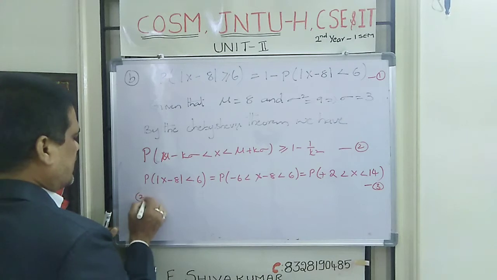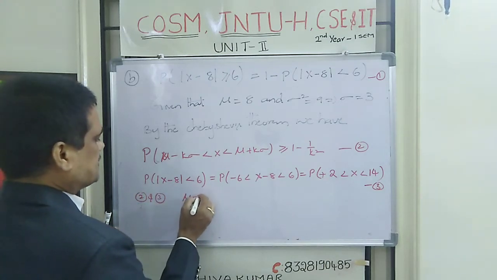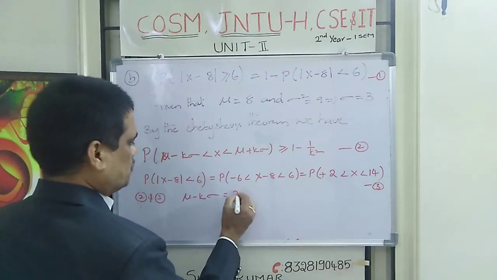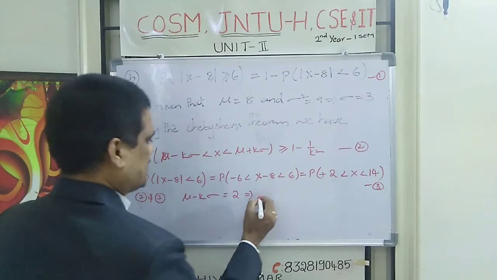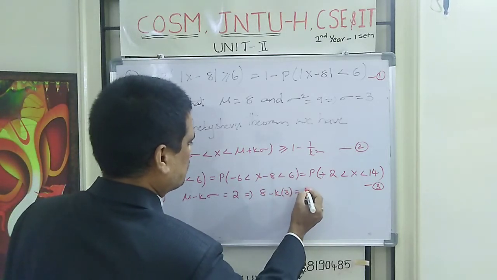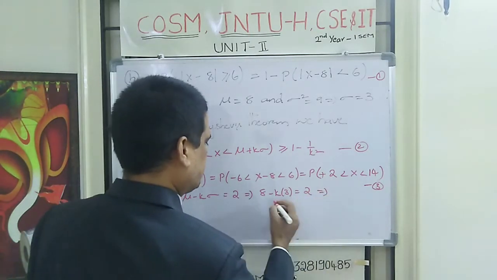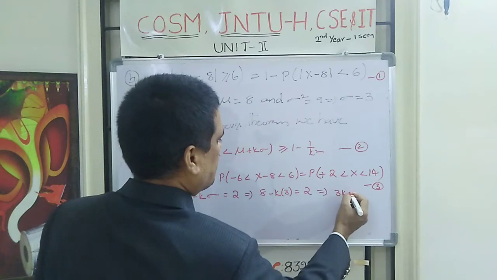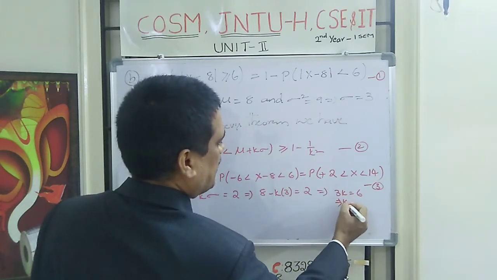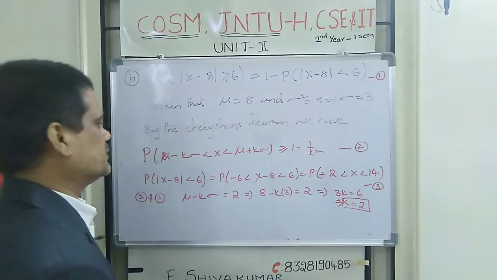From 2 and 3 I can write, mu minus k sigma is equal to 2. That implies 8 minus k into 3 is equal to 2. That implies 3k is equal to 6. That implies k is equal to 2. Now you got the k value, which is 2.